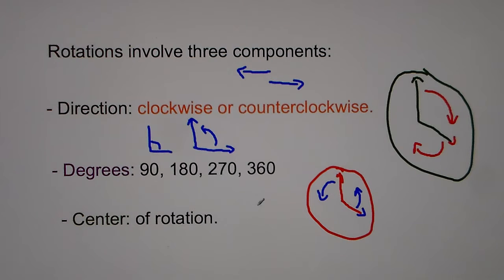270 degrees, that's like 3/4 of a turn. So if it's an arrow facing right, it's now facing down. That's 270 degrees. 360 is one complete spin. So if you were to stand up out of your chair and you spin completely looking in the same direction as you start and finish, that's 360 degrees. And the other piece of rotations we have to consider is the center of rotation. Where exactly is the middle of this rotating point?